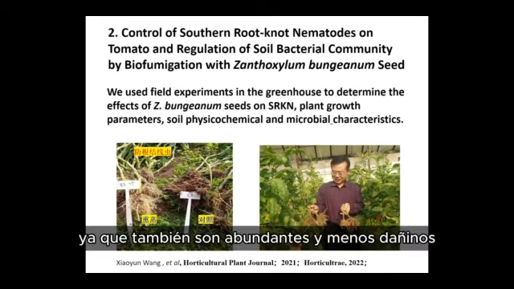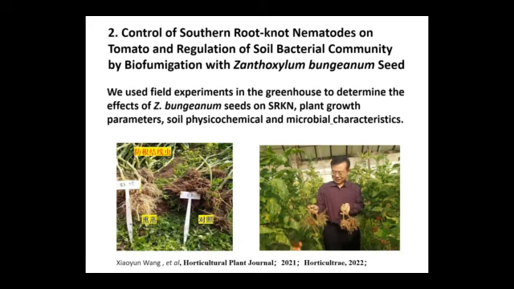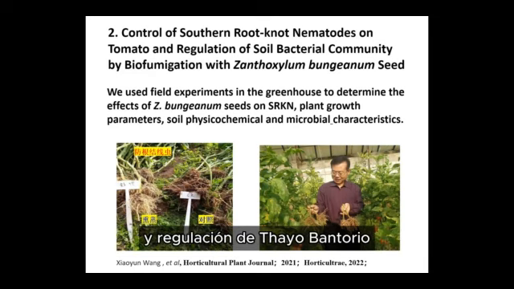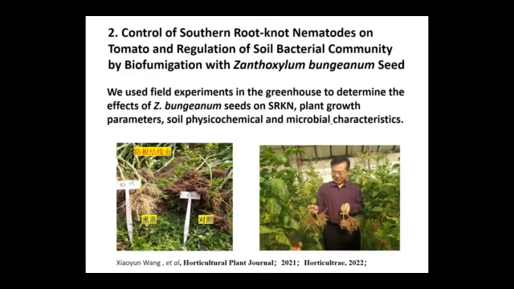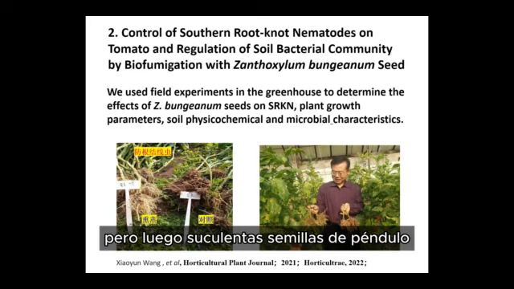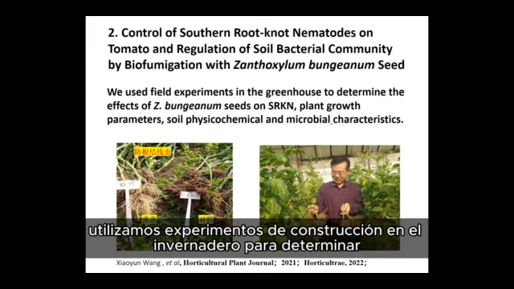Two, control of southern root-knot nematode on tomato and regulation of soil bacterial community by biofumigation with Zanthoxylum bungeanum seeds. We used field experiments in the greenhouse to determine the effect of the seeds on southern root-knot nematodes, plant growth parameters, and soil physical, chemical, and microbial characteristics.